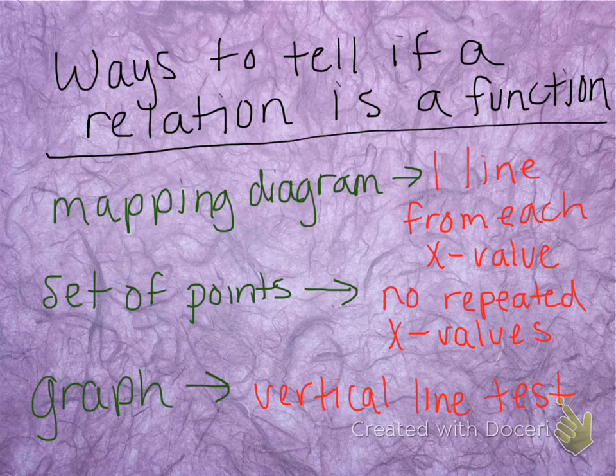All right, to summarize everything, we have 3 ways to tell whether a relation is a function or not. We have the mapping diagram, where there has to be one line from each x value. We can use a set of points, meaning there has to be no repeated x values. And if we look at a graph, we're going to use the vertical line test.